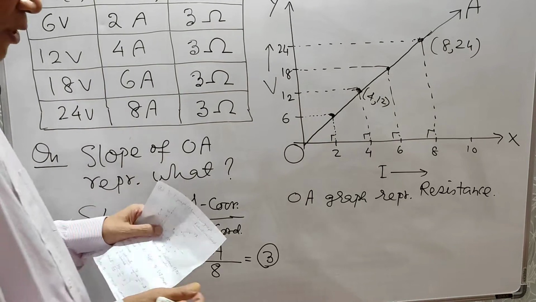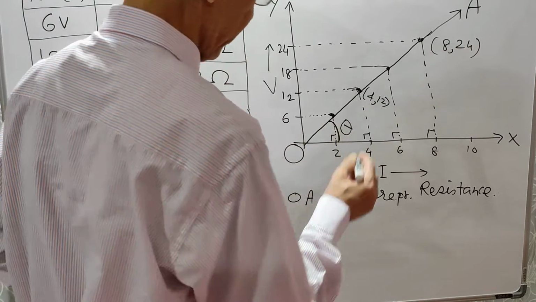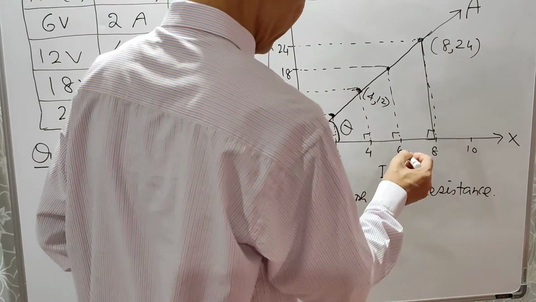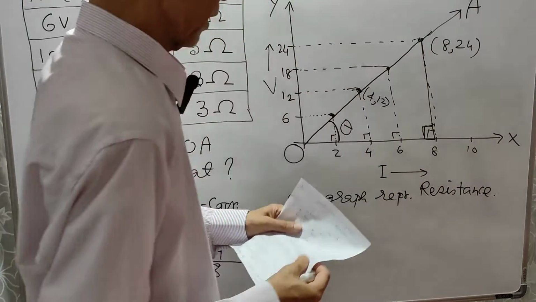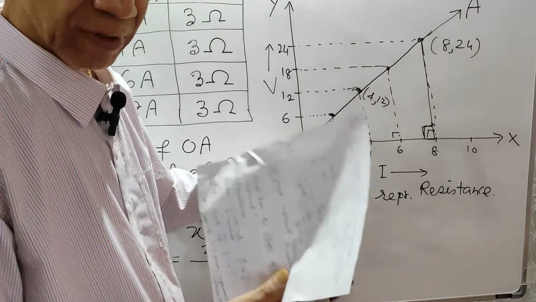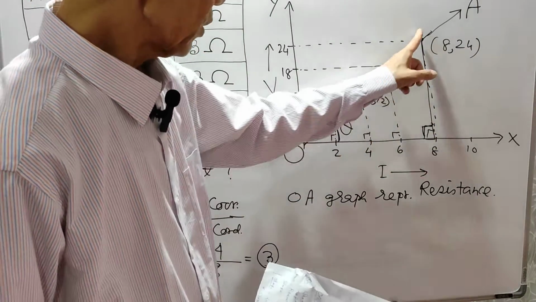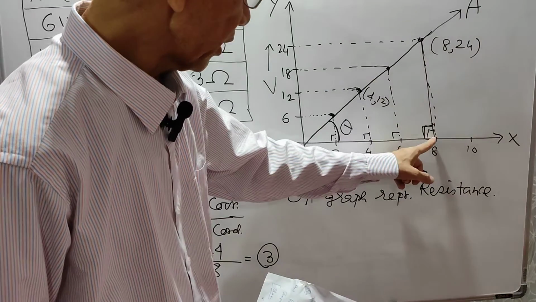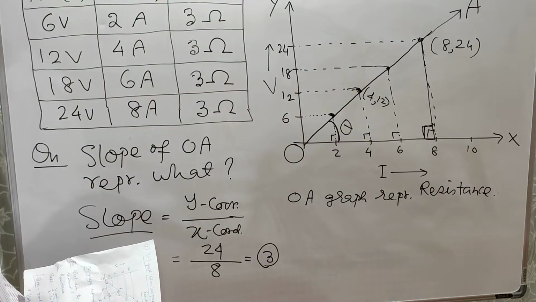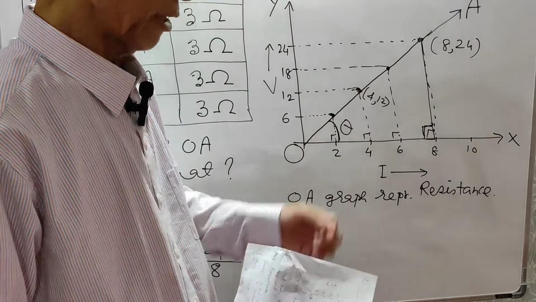Now in terms of trigonometry, it is tan theta. Suppose you call this angle theta, and you consider this right angle triangle. Now what is tan theta, for those who have learned trigonometry? Tan theta is perpendicular by base, so this by this. Now this is 24, this is 8. So 24 by 8. In terms of trigonometry, slope is tan theta.